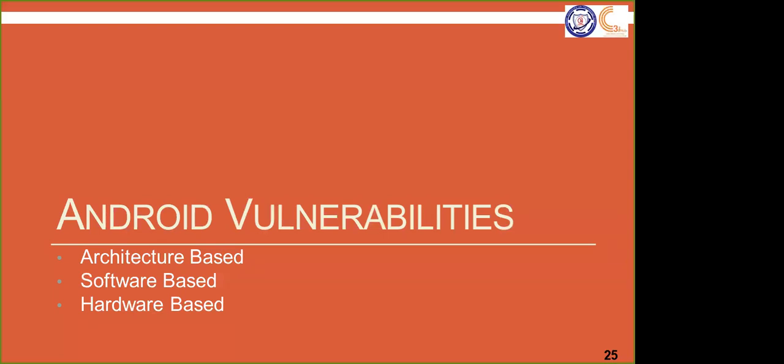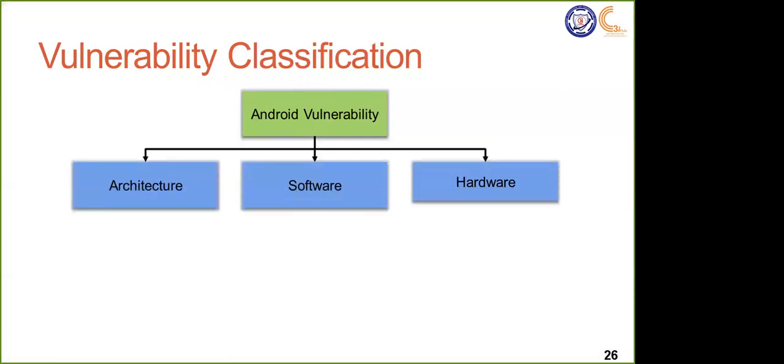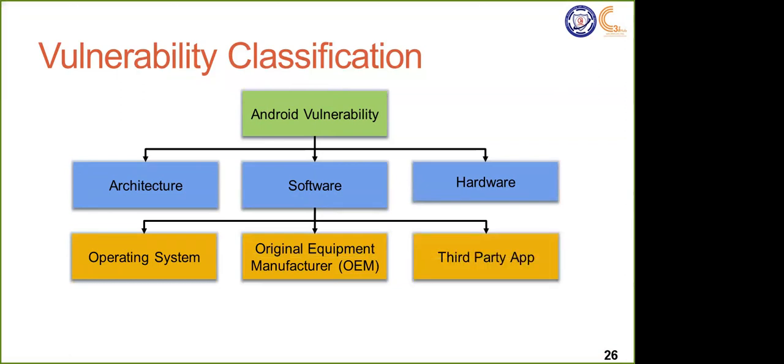So these are the security features which Android provides. Let's see what vulnerabilities can be exploited by any malware, malicious software or attacker to gain sensitive information. We have classified these vulnerabilities in three categories: architecture based, software based, and hardware based. Software based vulnerabilities can be further classified into three categories. One is the operating system, which is introduced by the operating system designer, Google. Another one is the original equipment manufacturer, where the vulnerability can be introduced by the device vendor. And another one is the third party application, generally developed by an application developer, who leaves vulnerabilities inside their applications, which can be exploited by other attackers.